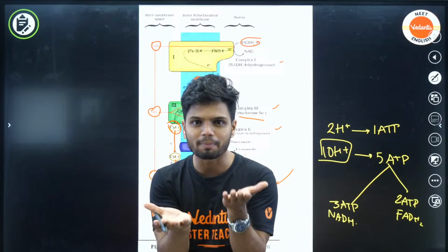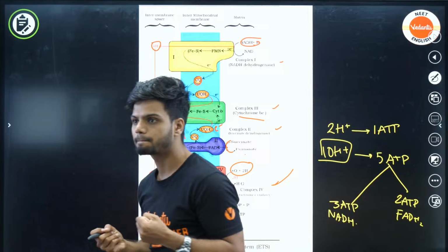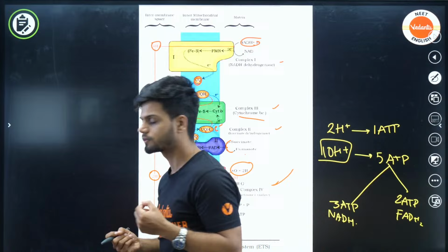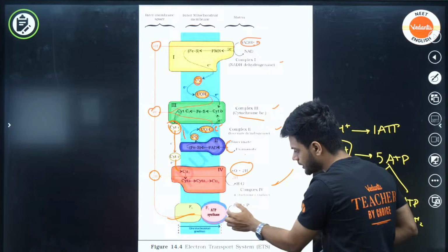Now because of this potential gradient, this ring is rotating, and ATP is produced. ATP is produced. What is the doubt?